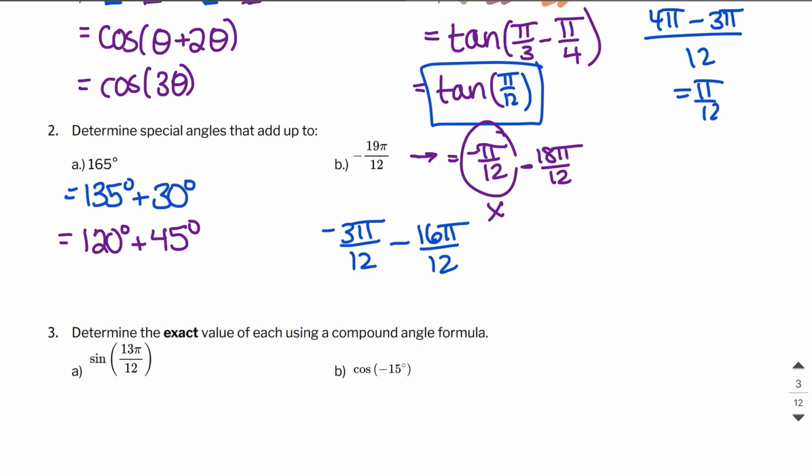So like if I were going to reduce this, they're both divisible by 3. So I would get negative pi over 4. And then if I were to reduce this right here, they're both divisible by 4. So I would get negative 4 pi over 3. So these are some special angles that I could add together. Try to see if you can find another one, and we'll talk about it next time we see you in class.